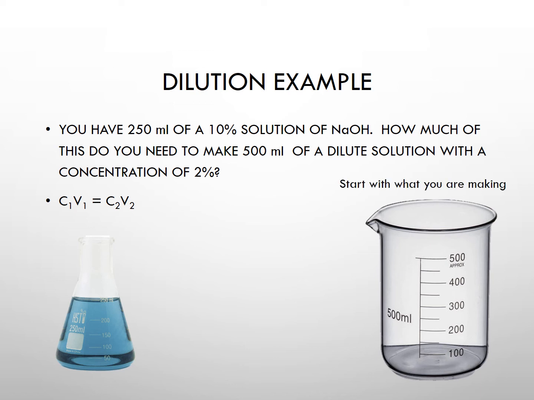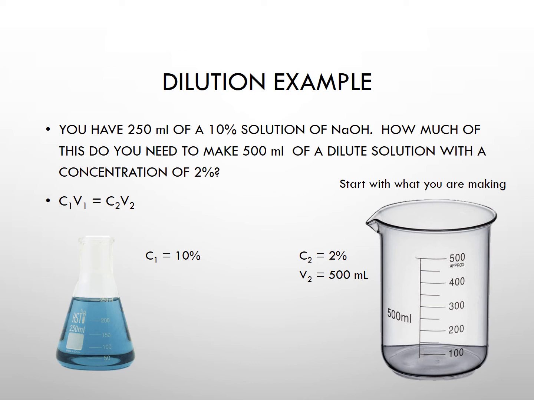Always start with the end in mind. So start with what you are trying to make, because that's going to make it easy. It can be very easy now to fill in all the variables and say, I've got nothing to solve for. So we are looking for a 2% solution. So let's assign 2% to C2, which is our final concentration. And our final volume we're looking to make is 500 milliliters. We are starting with, on the other side, a solution that has a concentration of 10%.